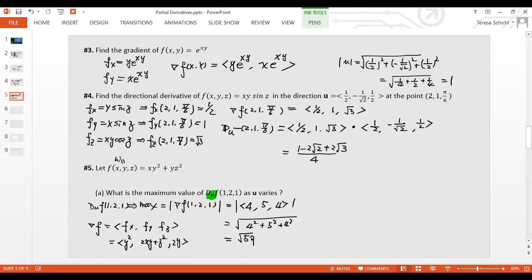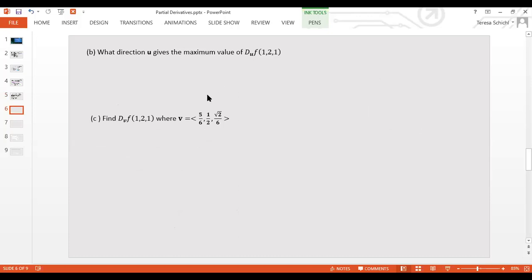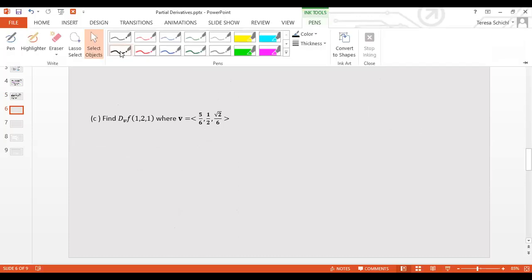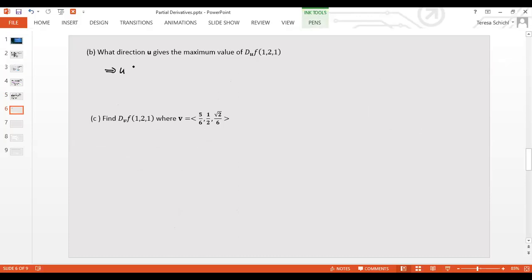So I know the maximum value of D_u f at (1, 2, 1) is going to be in the same direction as u, right? So that's what we proved. That will be the length of your gradient vector here. Okay, and then they ask what direction u gives the maximum value of D_u f at (1, 2, 1). So we know u has to be in the same direction as the what?